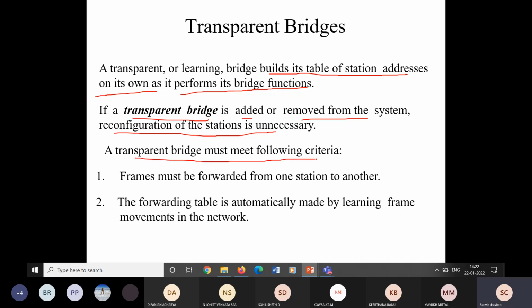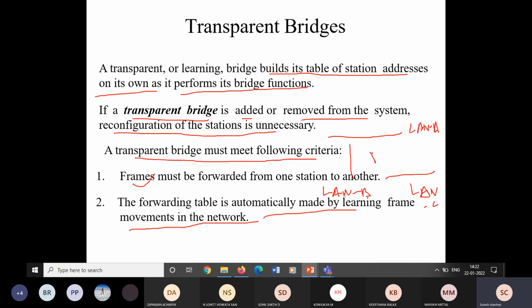A transparent bridge must meet the following criteria. The first criterion is that frames must be forwarded from one station to another, and the forwarding table is automatically made by learning frame movements in the network. So suppose one LAN is A, another LAN is B, and one more LAN is C, and these three are connected through the bridge.